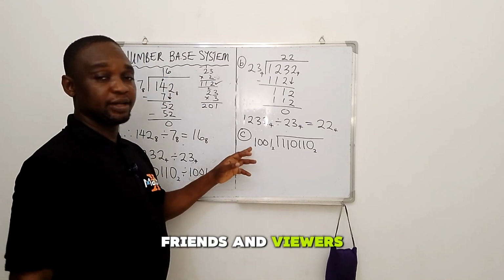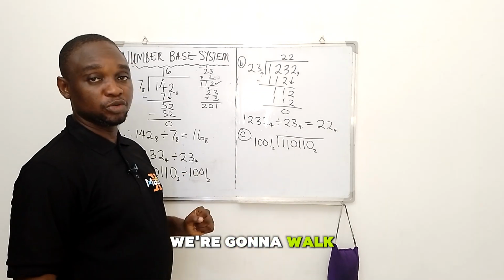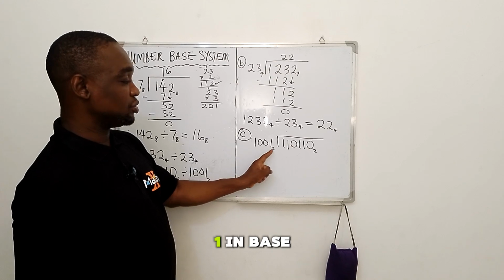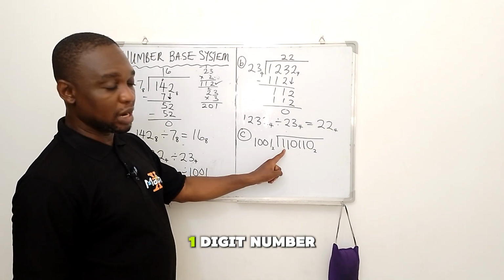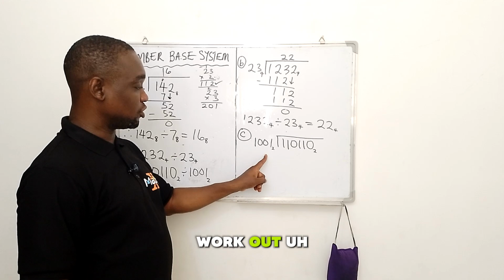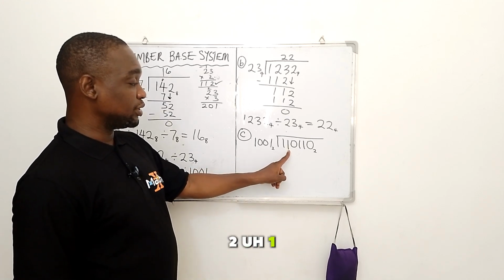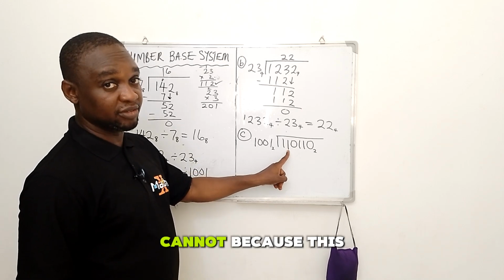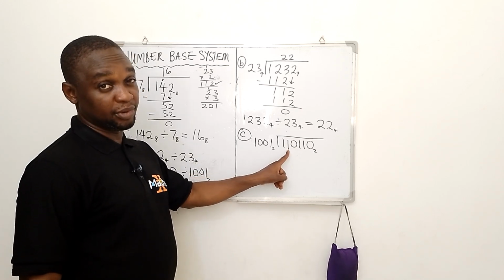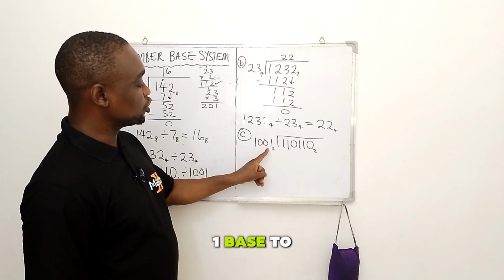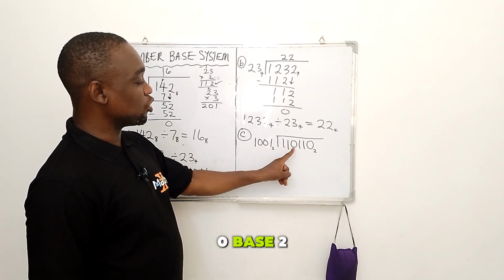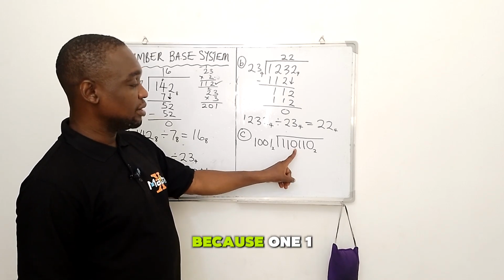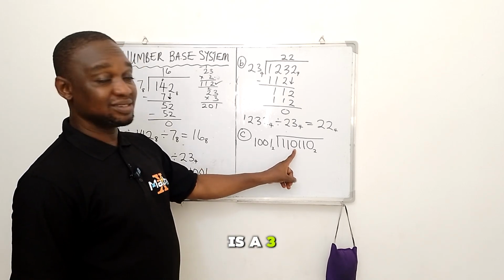So my dear students and viewers, this is what we're going to work on. So 110110 in base 2 divided by 1 in base 2, it won't work out. This is a 1-digit number, this is a 6-digit number, it's not going to work out. Divided by 11 base 2 still won't divide, because this is a 2-digit number. Divided by 100 base 2 still will not sit well, because it is a 3-digit number.